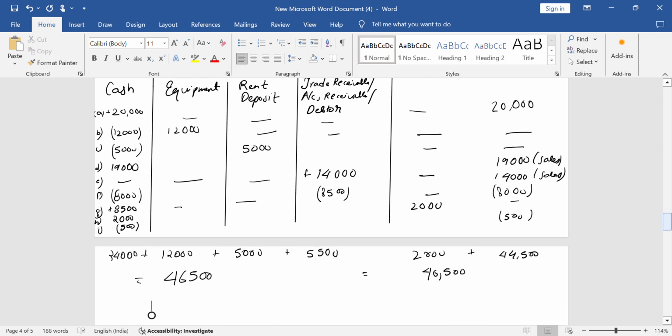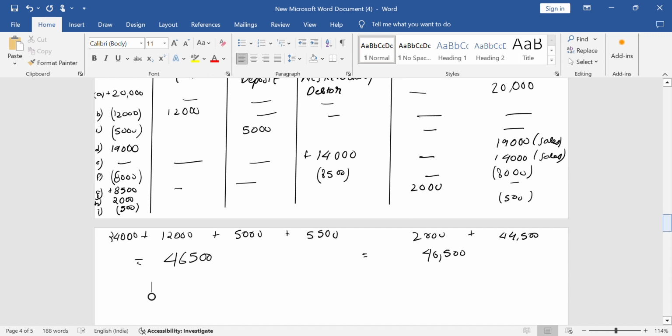So again we have made credit sales for rupees 14,000. So as we have not received cash yet, we'll use the accounts receivable in this place. Accounts receivable is also known as trade receivable and debtor. So it will be increased by 14,000 rupees and our equity will also increase by 14,000 rupees.